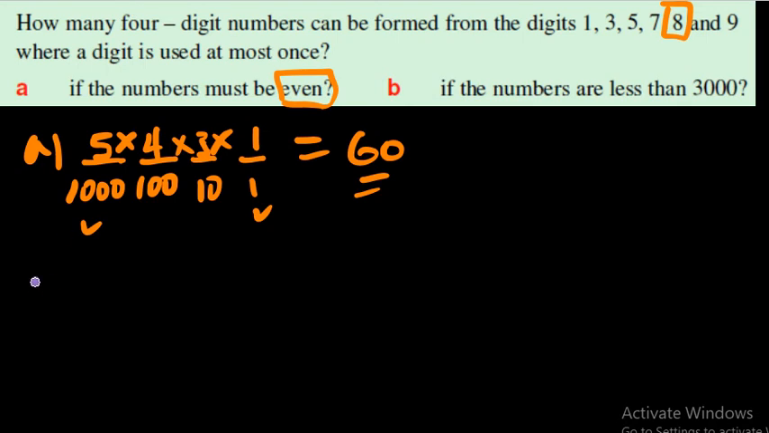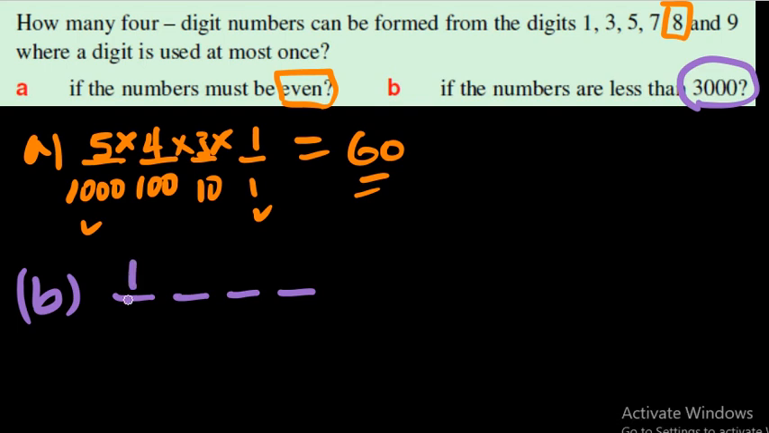The second one, B, is still a 4-digit number, but it says the number must be less than 3000. So in the thousand place we cannot write a number other than 1. If you take 3, it will be 3000 something. If it is 5, 5000 something, it will be greater than 3000. So it doesn't work. The only number that can be written in the thousand place is just 1.